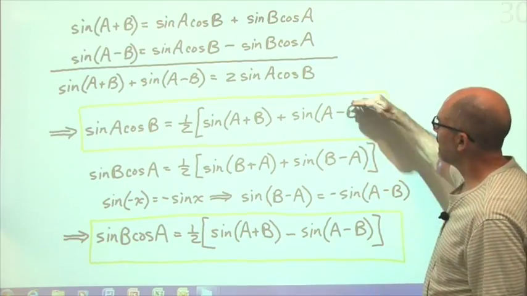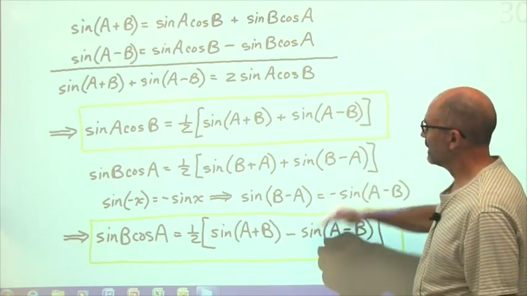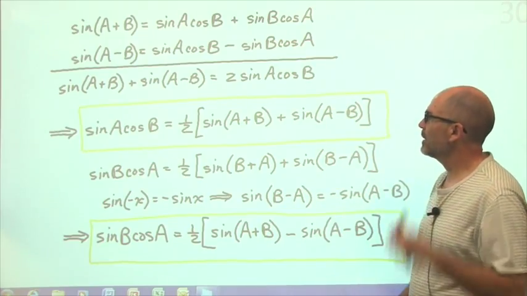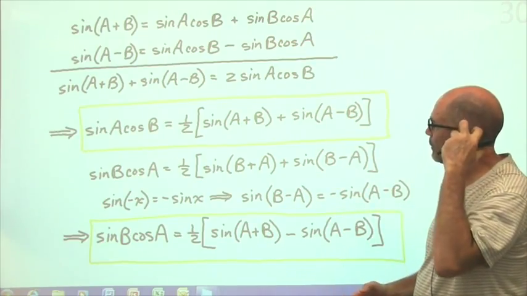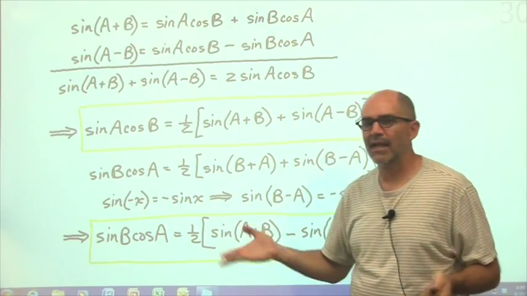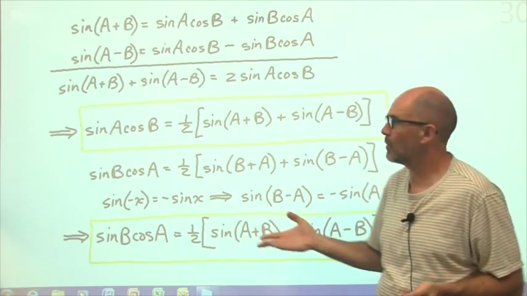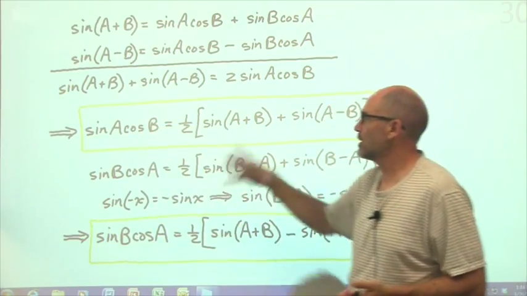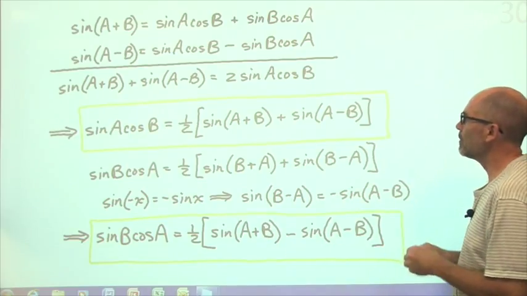And instead of plus, this becomes minus the sine of A minus B. So like I said, these two are really the same idea, because if you have two angles, who cares which is A and which is B? They're two different angles, so you would use just the first one. All right.